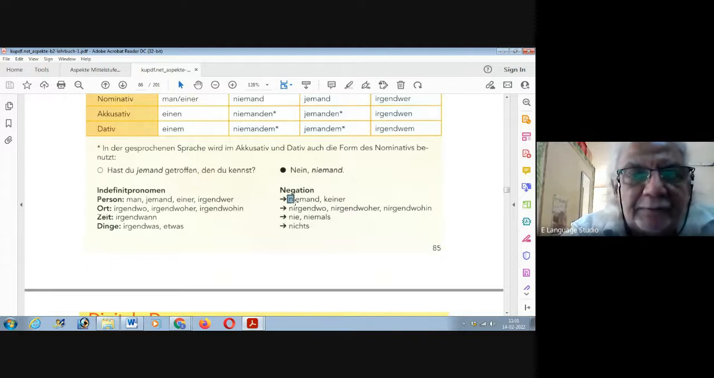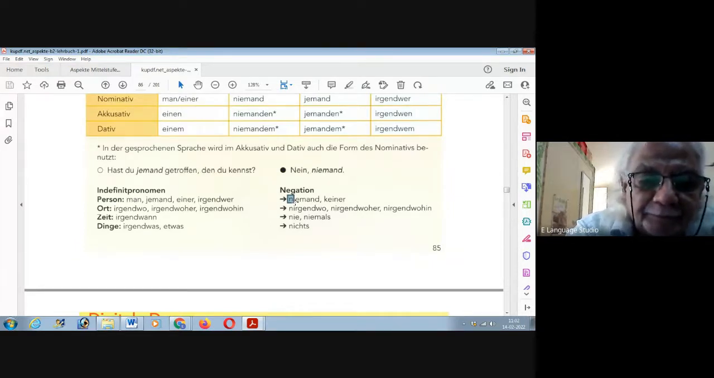Hast du Norwegen besucht? Hast du Schweden besucht? Nein, niemals. Nie. Warst du in Moskau? Nein, nie. Ich war nie in Moskau. Ich war nie in Tokio. Nie. Never.